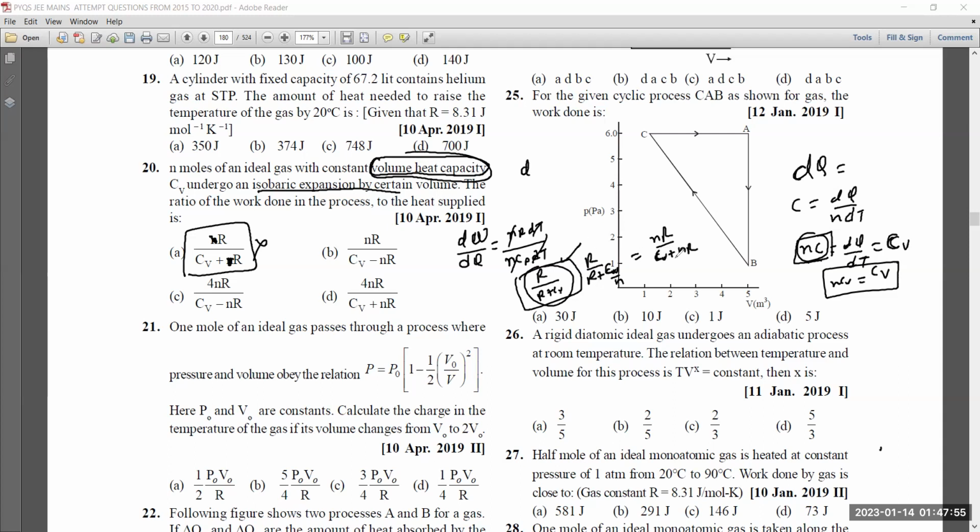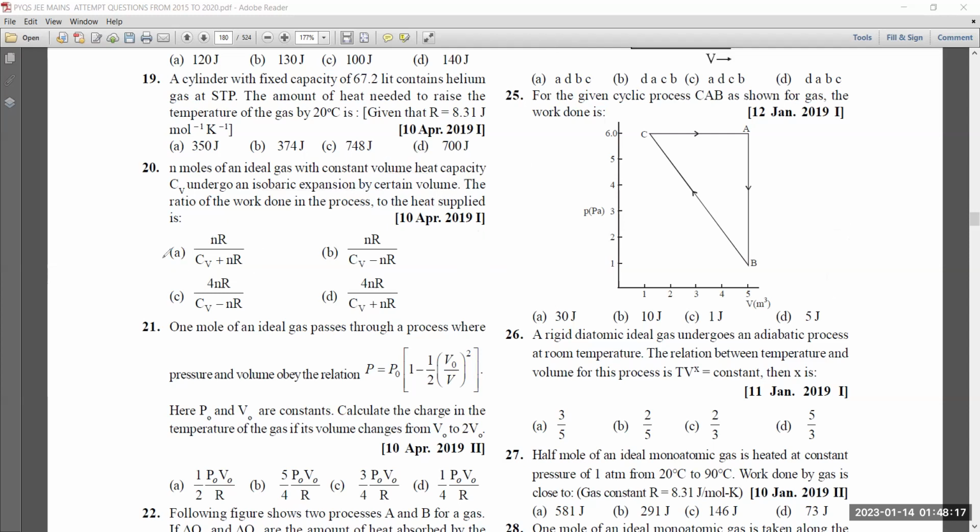So this is the correct answer, but their Cv is different from this Cv. Volume heat capacity, okay, fine. If it is just heat capacity, we know the answer is N into C, right? Yes, that's fine. Then this is correct. This is the right answer.